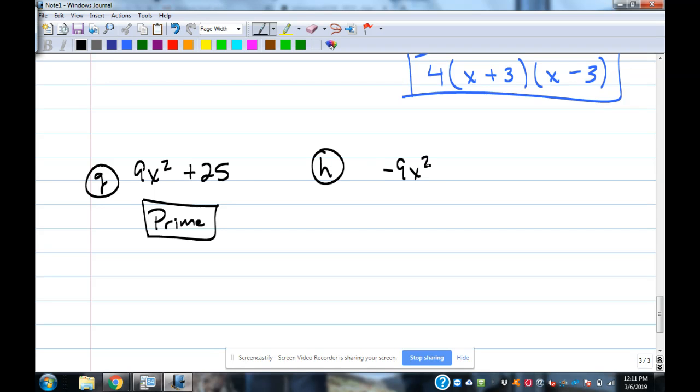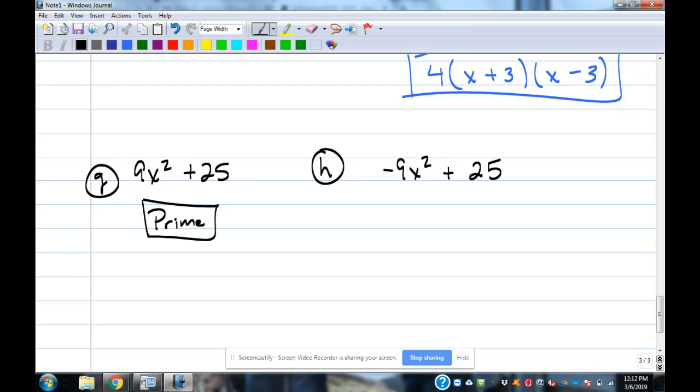Negative 9x squared plus 25. Almost the same problem. One key difference. It's negative. It's got a minus sign in it. Is it in descending order? Yes. Is there a GCF? No.